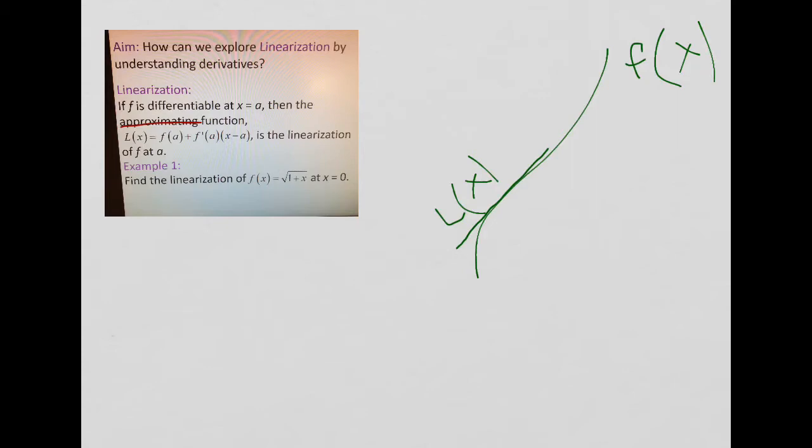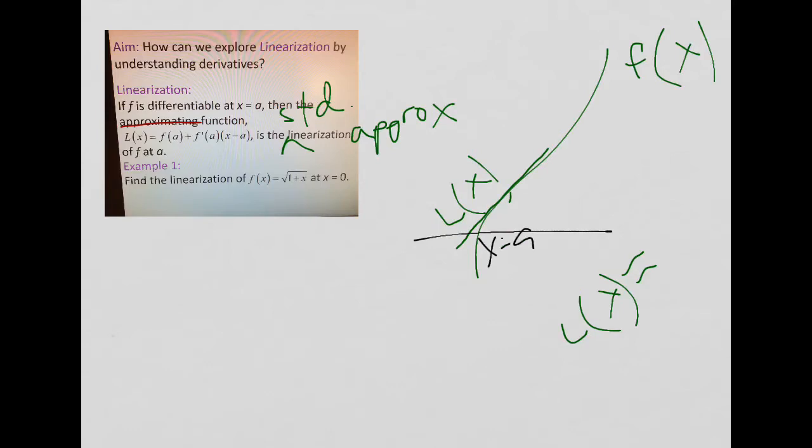All right, so usually L of x is an approximation. It's the standard line approximation of f at a, where a is the center of the approximation. So x equals a, referring to x equals a here.